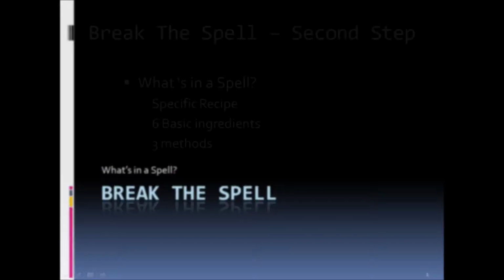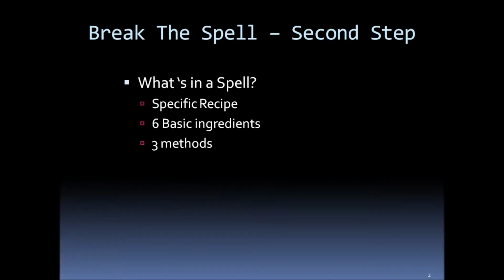We will, in this video, go into understanding what a spell is made out of. What's the recipe? And there is a specific recipe. There's only 6 basic ingredients, and there's only 3 methods. From my definition of a spell being a conditioned response, how that's made up. We'll also do some spell checking.